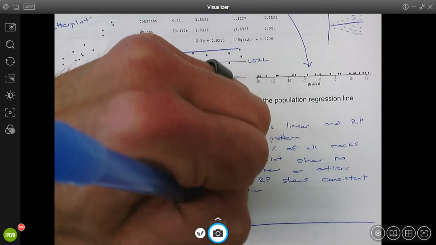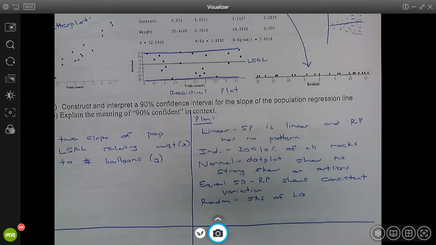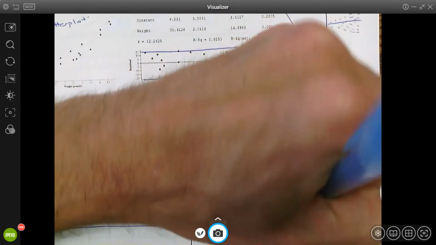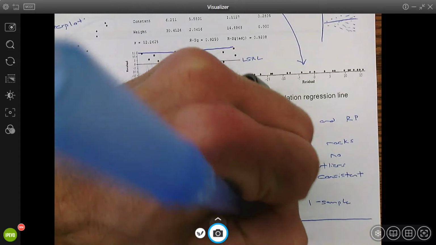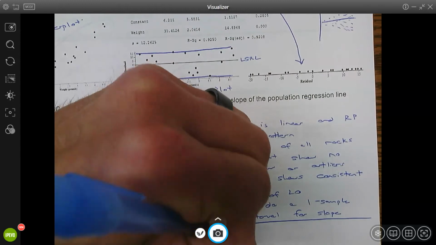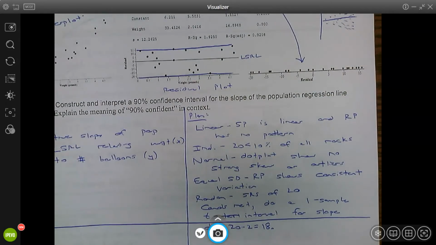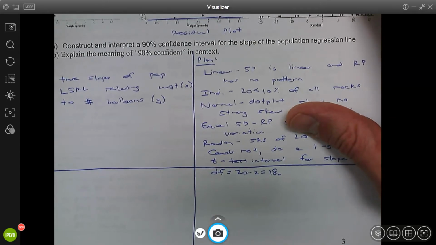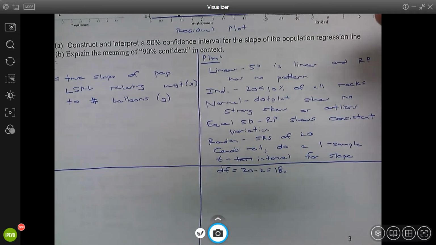And the R in LINER stands for random. And this was a simple random sample of 20 rocks. So our conditions are met. We're going to do a one sample t interval for the slope. The degrees of freedom are calculated by taking your sample size minus 2. That's a little different than it's been in the past. It's been sample size minus 1. The reason it's minus 2, we're estimating both the slope and the y-intercept. So we have two parameters. So it's n minus 2.